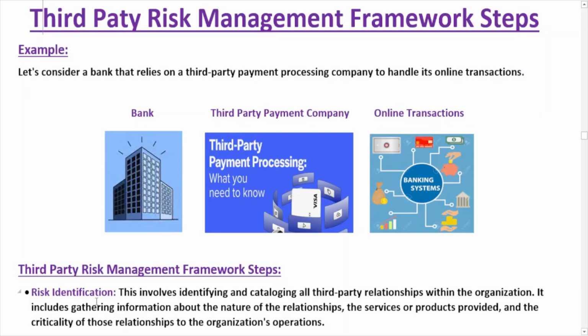First of all, we have risk identification. This step involves identifying and cataloging all third-party relationships within the organization. It includes gathering information about the nature of the relationships, the services or products provided, and the criticality of those relationships to the organization's operation. If we talk about our example of a bank, in the first step the bank identifies its reliance on the payment processing company and categorizes it as a critical third-party relationship due to the direct impact on customer transactions and the potential for financial losses as well.